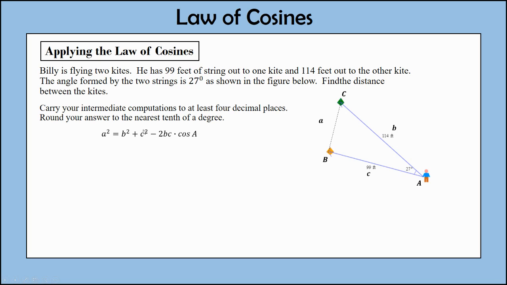Now, we're going to plug in what we know. So we know b is 114. That's going to go there. We know c is 99. That's going to go there. b again is 114, c again is 99. And then it's going to be the cosine of A, which in this case is 27. So we're going to have cosine 27. So we'll substitute all that in. Okay. The a is what we're trying to solve for, so I like it over here by itself. We'll get to dealing with that square in a second. Let's simplify all this stuff. So square the 114, square the 99, multiply these three together, and we'll have something that looks like this.